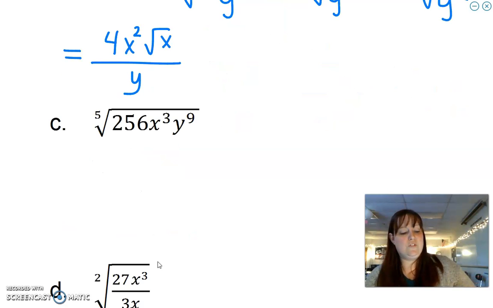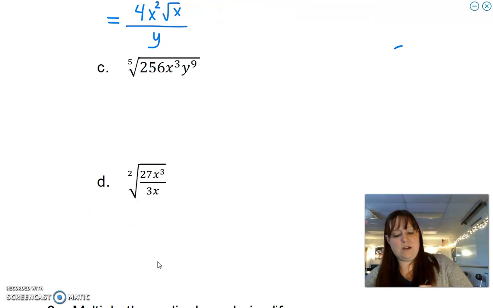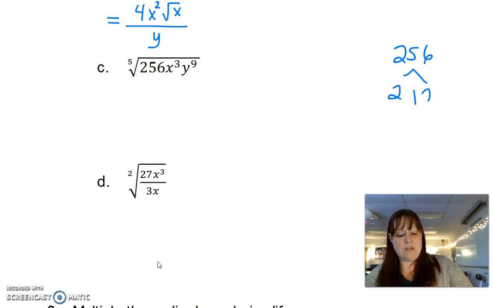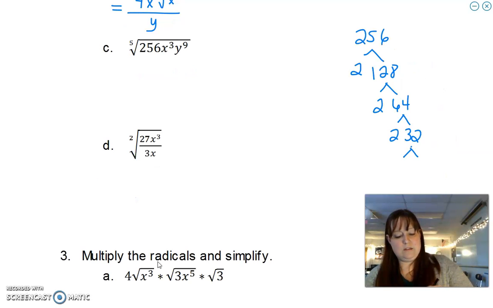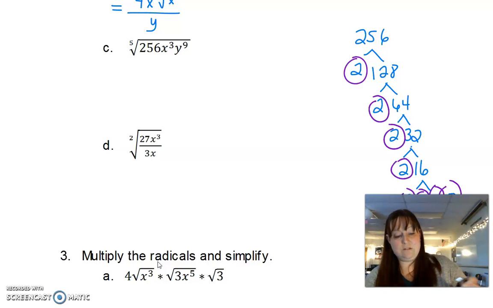Okay, the 5th root of 256. So we're going to go ahead and do our prime factorization of 256. That's 2 and 128, and then that's 2 and 64, and that's 2 and 32, and that is 2 and 16, and that is 2 times 2 times 2 times 2, because 16 is 4 times 4. So the prime factorization is 1, 2, 3, 4, 5, 6, 7, 8 2's.